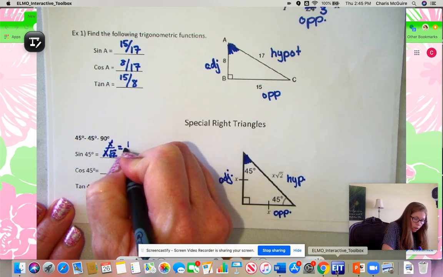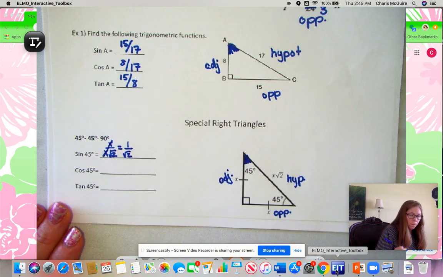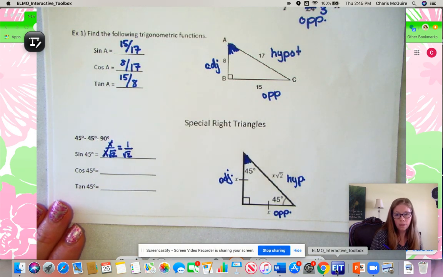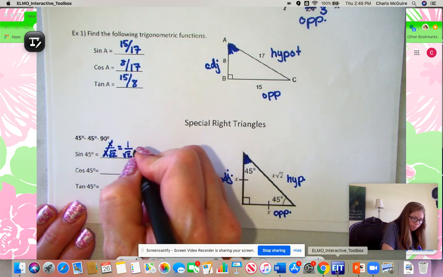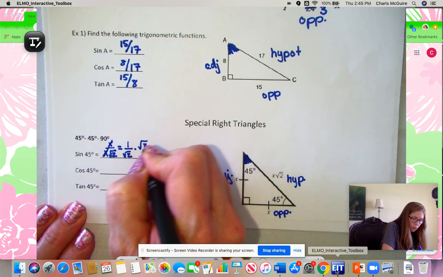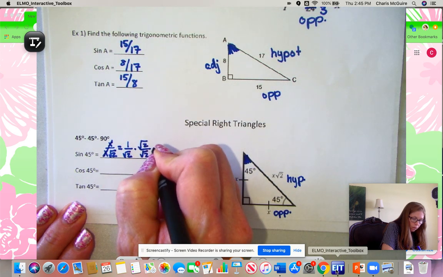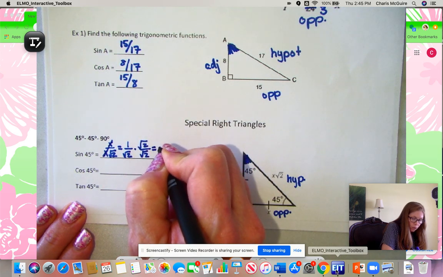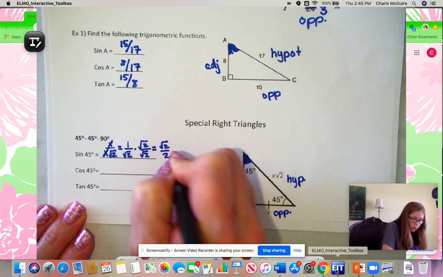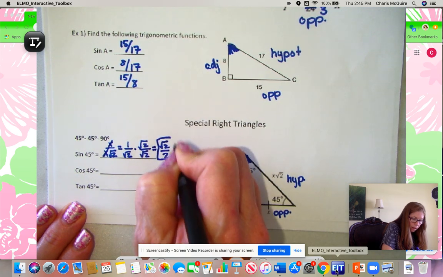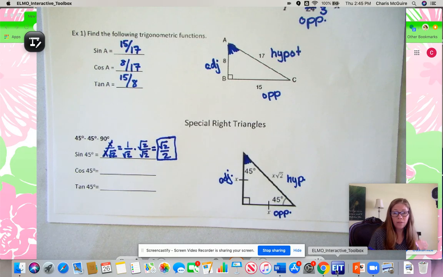So we'd get 1 over the square root of 2. And I know you're not leaving an answer like that. You're going to rationalize it. So we're going to multiply by the square root of 2 over the square root of 2, and we'll get the square root of 2 over 2. That's the sine of any 45-degree angle on any triangle.